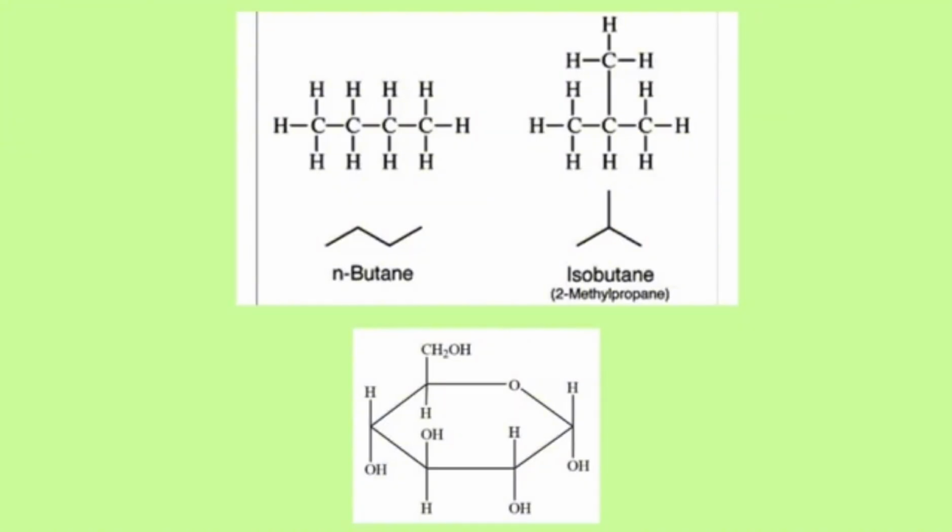Not only can carbon form chains, but it can also form rings. Right below butane and isobutane, this is a glucose molecule. This is one of the famous monosaccharides that you've probably heard of. And this is a ringed structure.